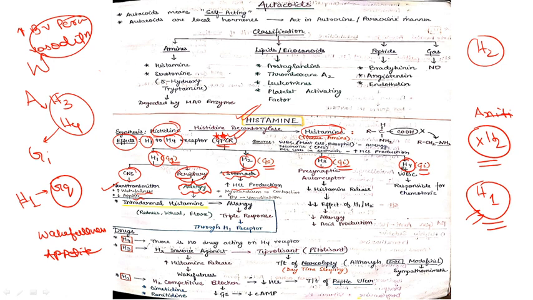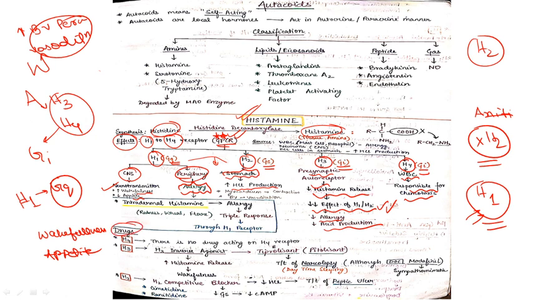Now H3 and H4. H4 is present on WBCs and it is responsible for chemotaxis, clear, and H3 is a presynaptic autoreceptor. So when it is stimulated, it will decrease histamine release, so it will decrease the effect of both H1 and H2, because if the histamine amount is decreased, then the functioning of both H1 and H2 receptors is going to decrease. So it will suppress your allergy and acid production, clear. So this is the brief intro about the histaminic functions, its receptors, and what effects it will produce in our body. Now coming to the drugs.